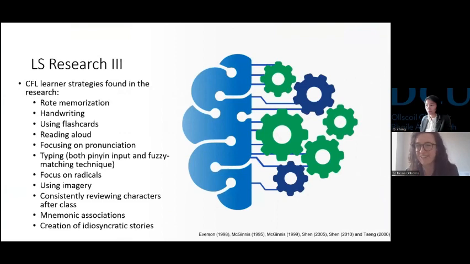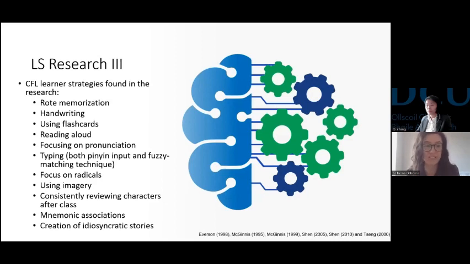Of course, the first one, rote memorization or focused memorization, is quite popular among Chinese as foreign language learners, which is easy to see considering that this subject has originated from China. It's probably adopting those traditional methods.